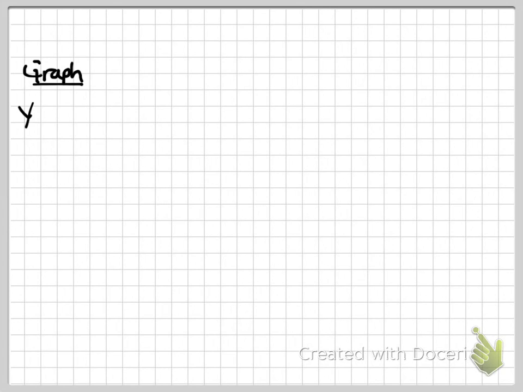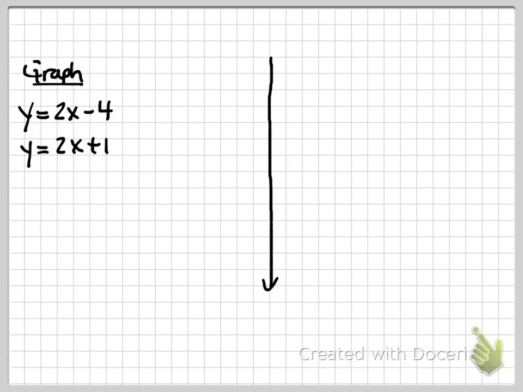So let's do y equals 2x minus 4. Y equals 2x plus 1. Since they are both written in slope-intercept form, I'm going to go ahead and graph them using the slope and the y-intercept.